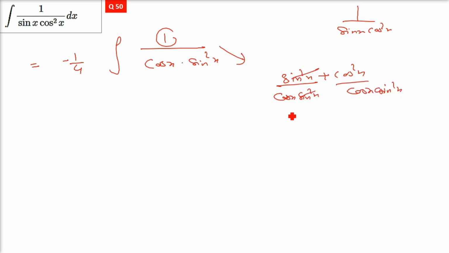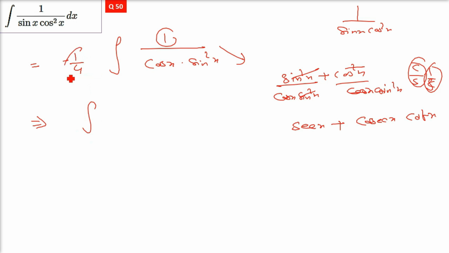So sin square x gets cancelled, cos x will be sec x, and in the other term you can cancel 1 cos, and this is cos by sin into 1 by sin. Cos by sin is cot, and 1 by sin x is cosec x. So cosec x cot x you got. Sec x plus cosec x into cot x. So negative 1 by 4 will remain like that. And integration of sec x and integration of cosec x cot x will be done.